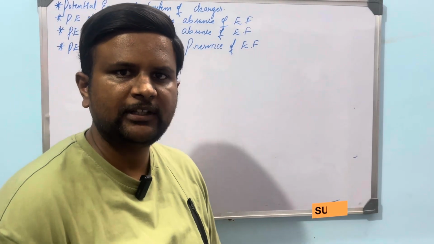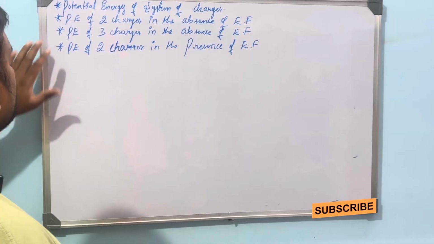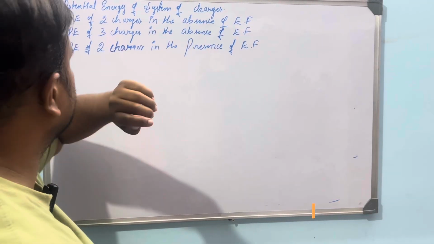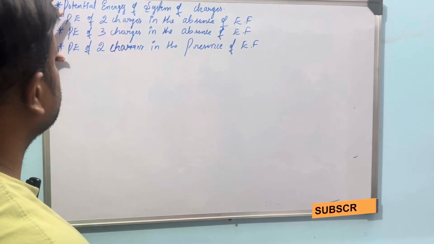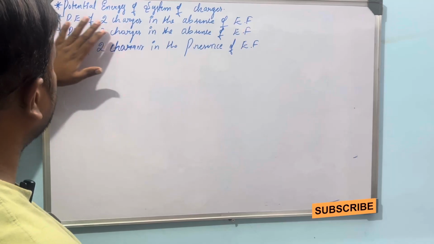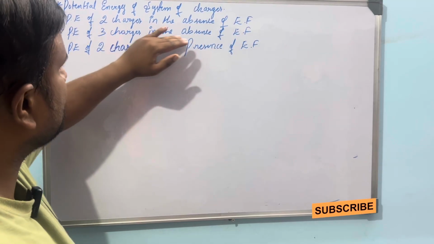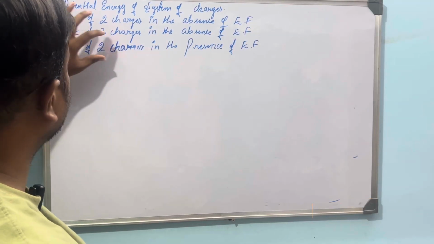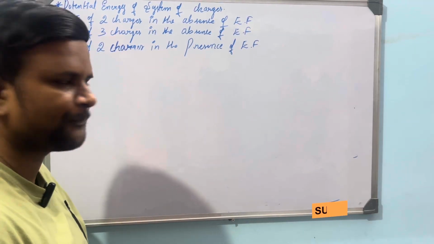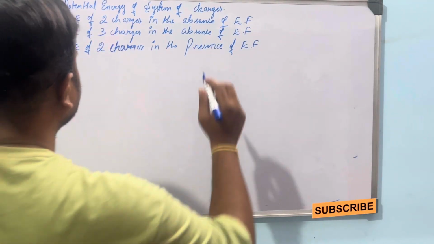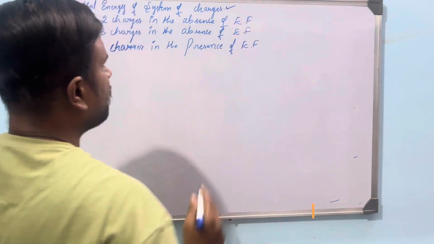So hello everyone. In this class, I am going to discuss what is the potential energy of a system of charges. On this topic, three topics are there: potential energy of two charges in the absence of electric field, potential energy of three charges in the absence of electric field, and potential energy of two charges in the presence of electric field.